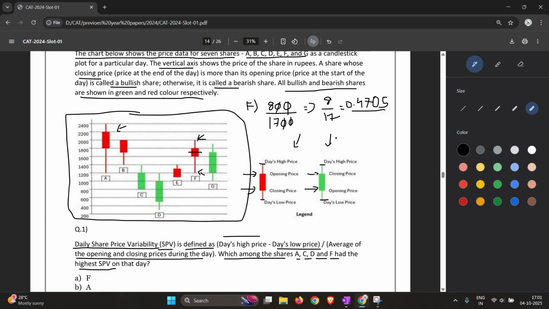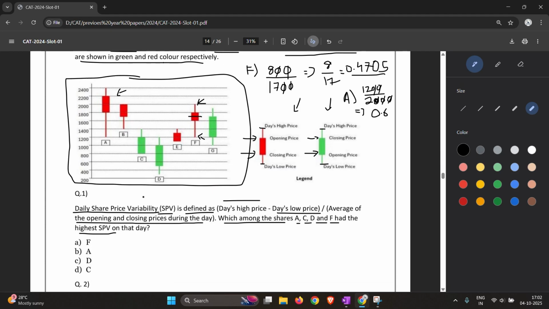So for A, what is the variability that we get? Again, 2400 minus 1200. So that is 1200 divided by what is the middle value? Middle value is 2000. So 2000. So for A, the variability that we get is 0.6. You can cut these zeros and then you just get 12 by 20, which is 0.6.